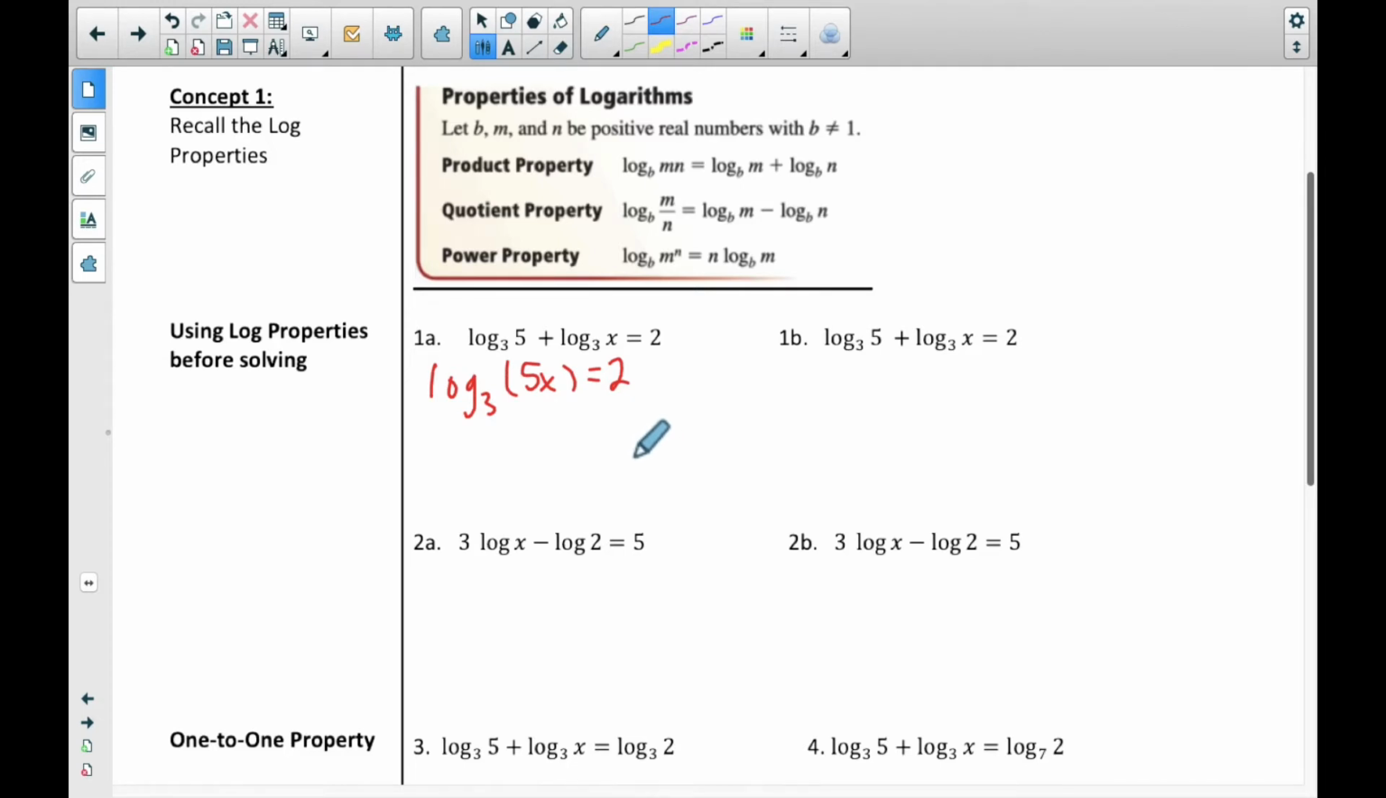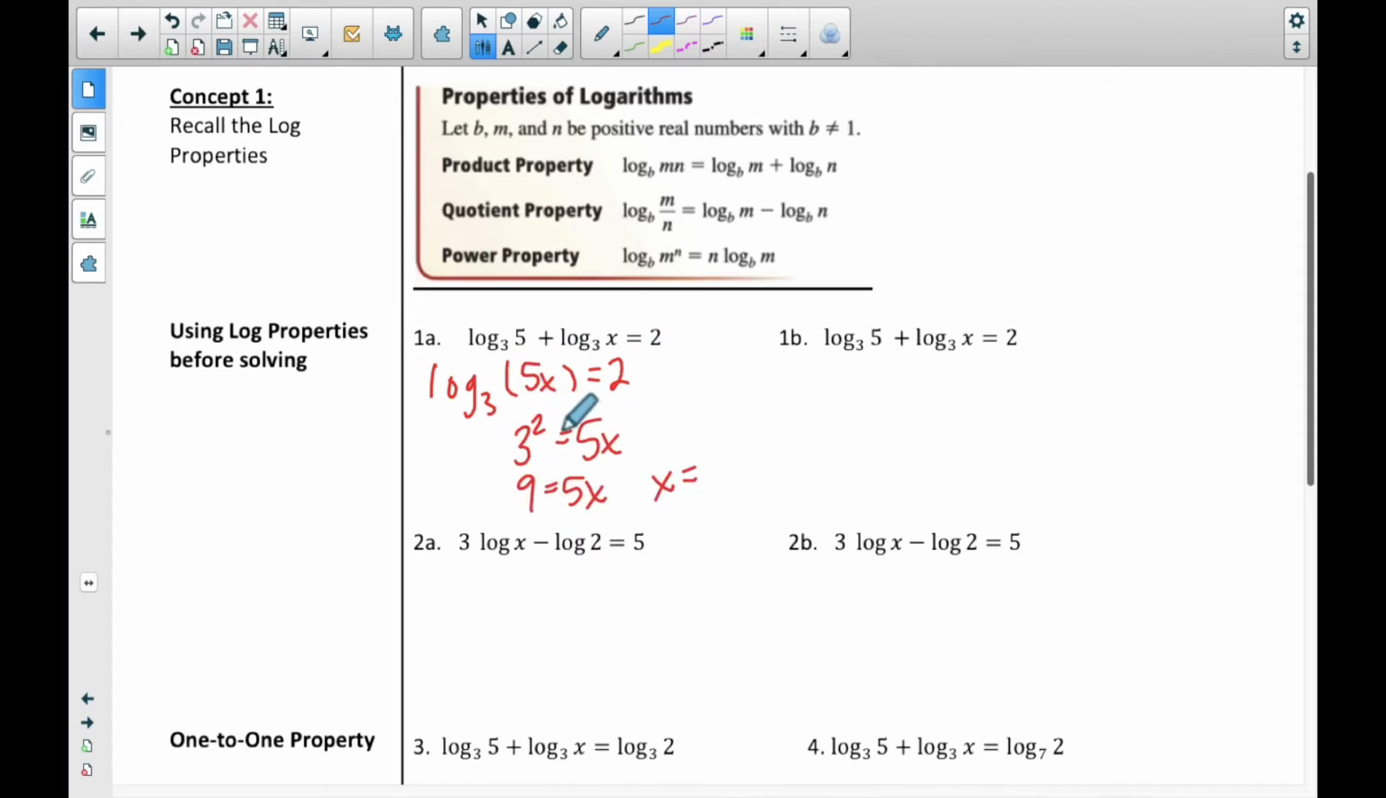Now at this point, you can use whatever method you like from the lesson the other day. We could go left, right, left. We could take 3 to the power on both sides and exponentiate. We've got a variety of things we can do. I'm going to go ahead and go left, right, left.